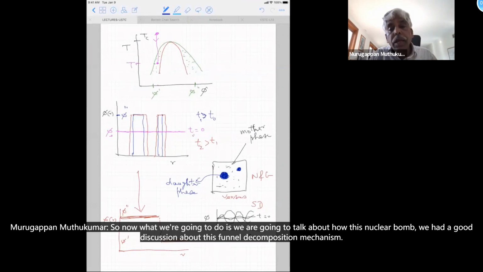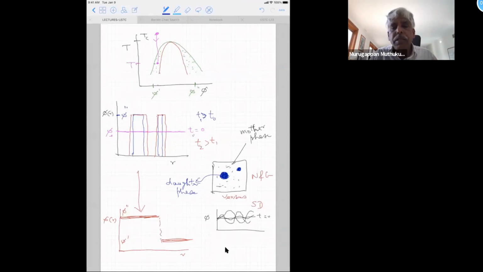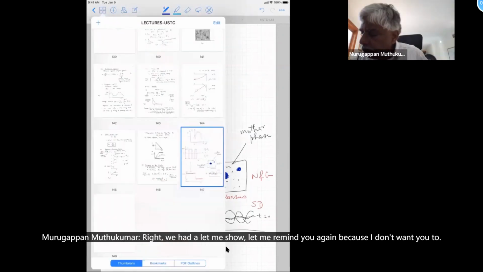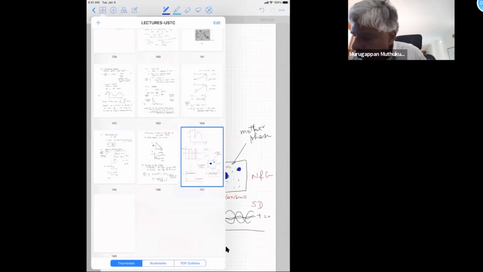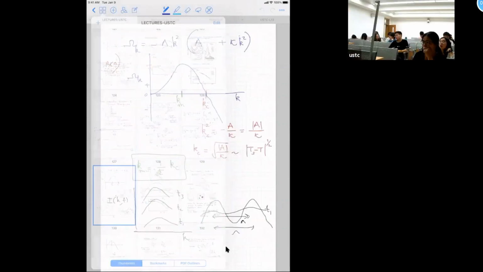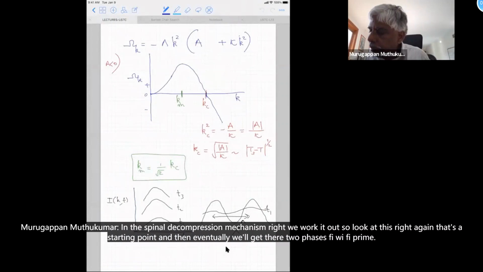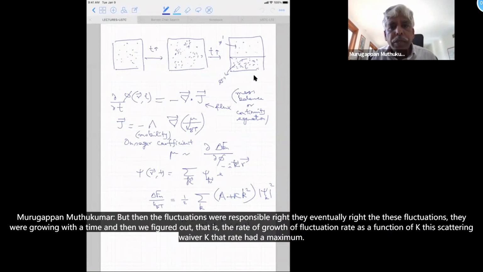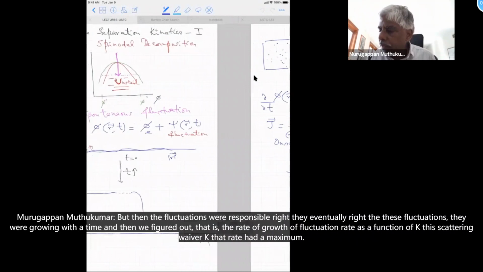So now what we are going to do is talk about how these nuclei are born. We had a good discussion about the spinodal decomposition mechanism, right? Let me remind you again. In the spinodal decomposition mechanism, we worked it out. So look at this. Again, that's a starting point, and then eventually you'll get the two phases, phi double prime and phi prime. But the fluctuations were responsible.